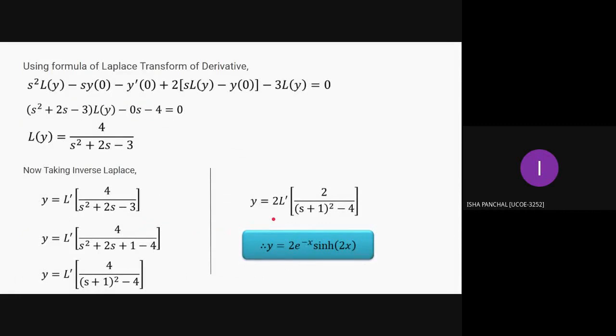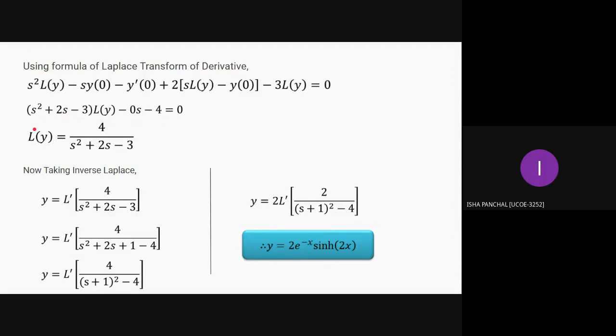Now using the formula of Laplace transformation of derivatives, we get s squared into Laplace of y minus s into y of 0 minus y dash of 0 plus 2 times s into Laplace of y minus y of 0 minus 3 times Laplace of y equals 0. Now taking Laplace of y common, we get s squared plus 2s minus 3 into Laplace of y minus 0s minus 4. The 0 and the 4 we received from y of 0 equals 0 and y dash of 0 equals 4.